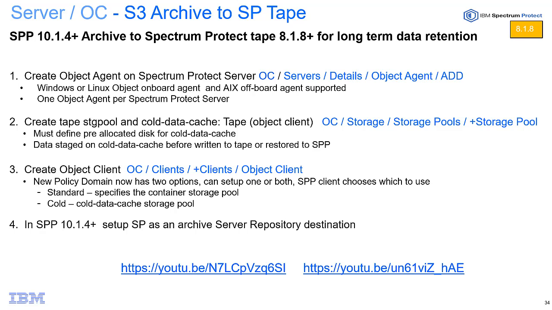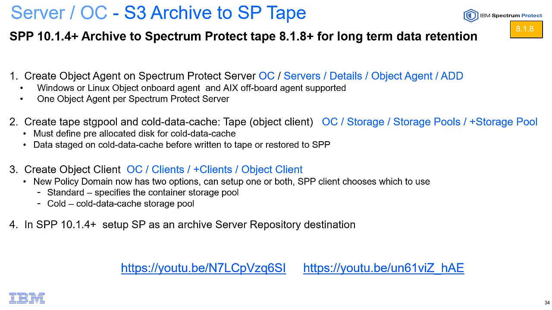Next, you're going to create an object client after you have your tape set up, and that will be done through the wizard and the OC clients. Hit the plus client and then hit the object client. Your policy domain, you're going to notice, now has 2 options, a standard and a cold. And you can choose to either have one or both of these when you set up your policies. And we'll talk about that here in a second.